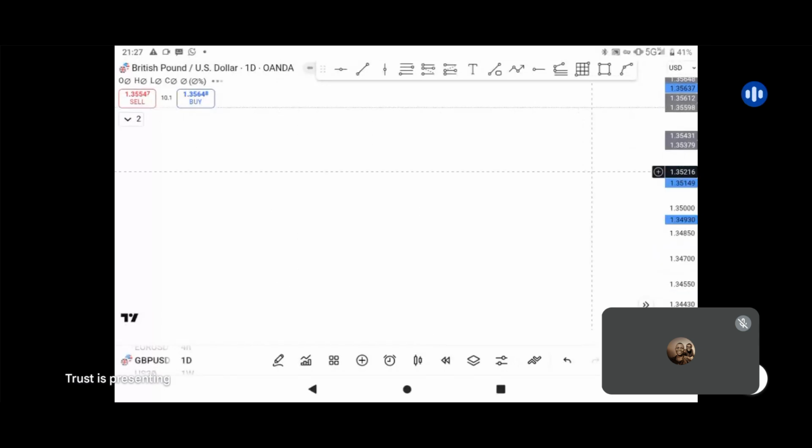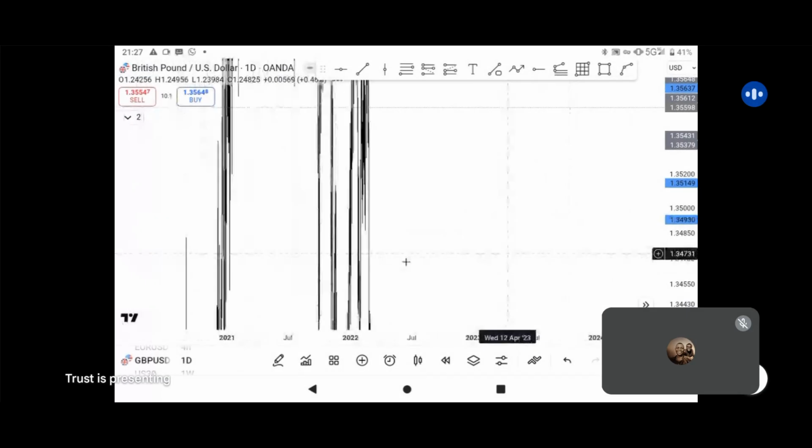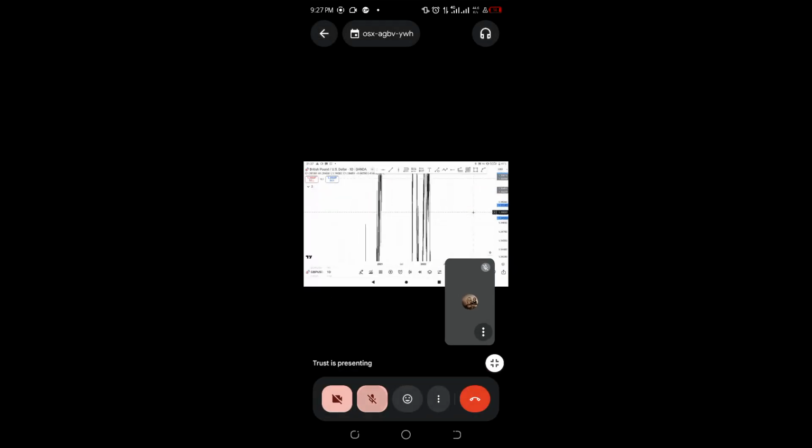Okay, it's still loading. Also, PD arrays, price delivery array. You can write it down if you want to. PD arrays, and it is price delivery array. That's what it means.